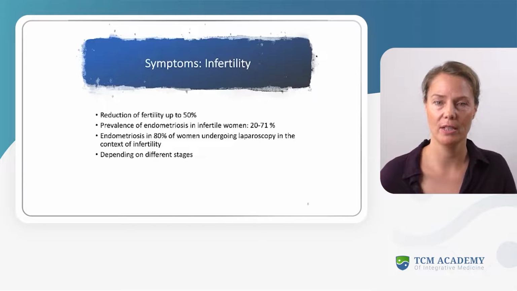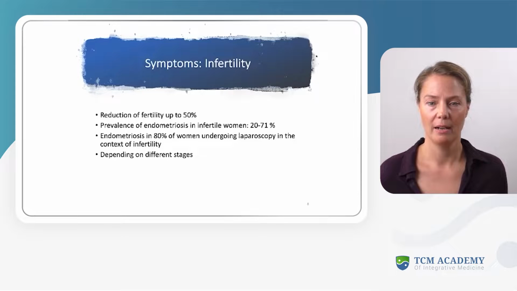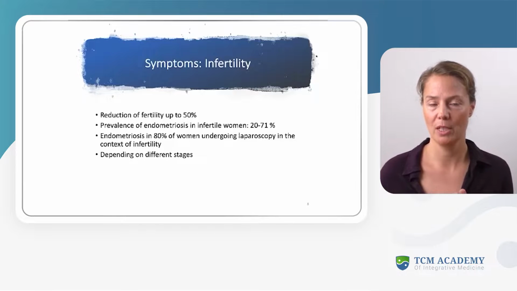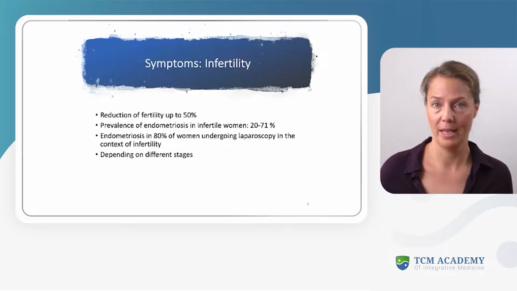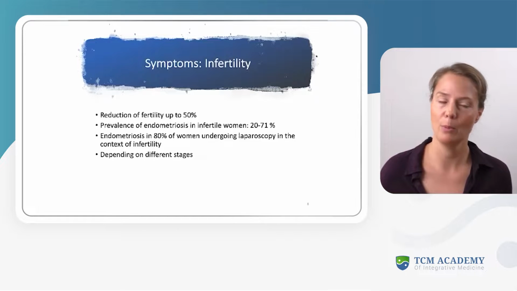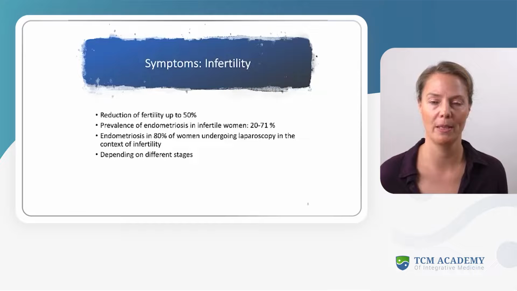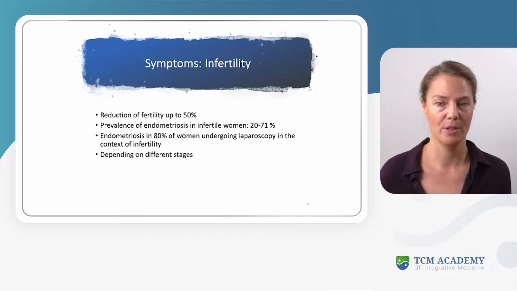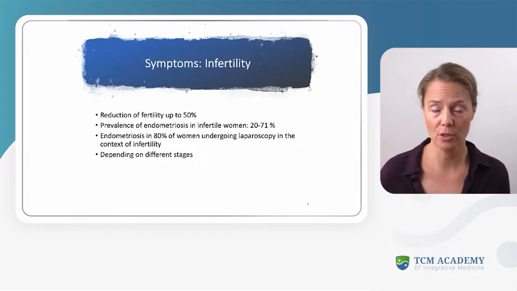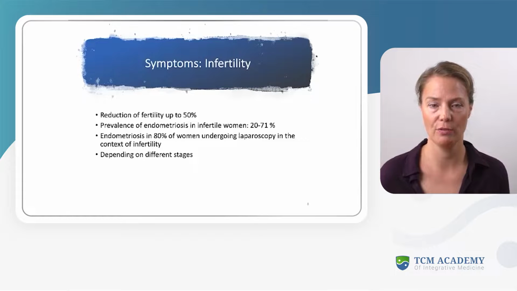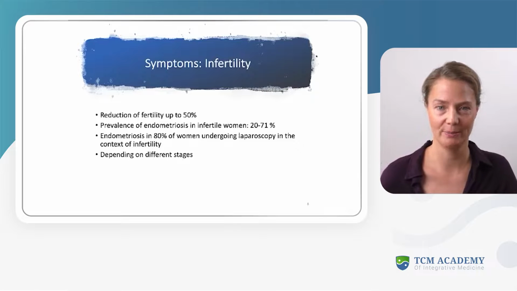The main point here is that you need to be aware that really 20 to 70% of your infertile patients may have endometriosis. So this is really a huge number. Of course, this course is not about infertility. We'll have another course about this topic, but this is something you really should keep in mind, as a laparoscopy might help these women a lot. Of course, the reduction of fertility depends on the different stages of endometriosis, and we will also talk about the different stages later on.